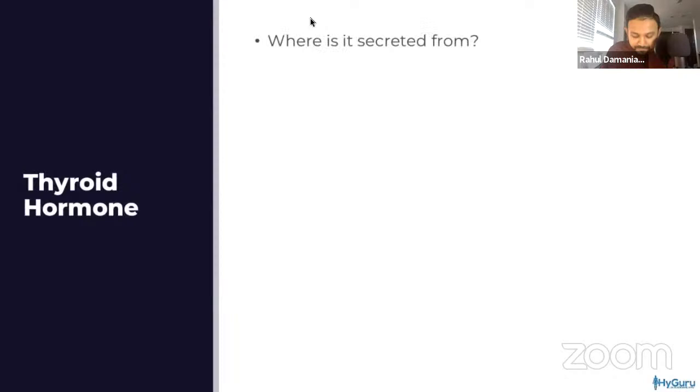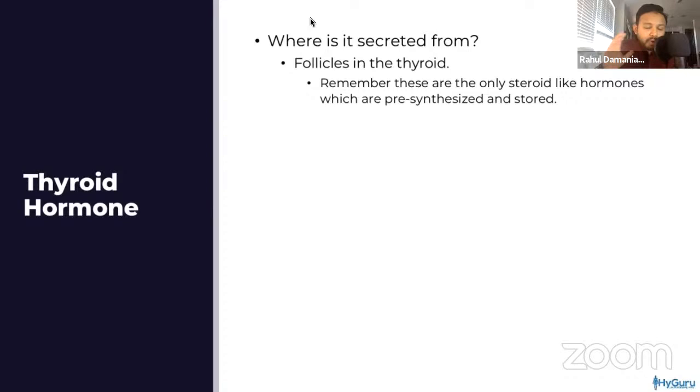So taking a step back, where is thyroid hormone secreted from? Well, it is going to be in the follicles of the thyroid. And remember that this thyroid hormone is one of the only steroid-like hormones which are actually pre-synthesized and stored. Usually steroid hormones are made on demand. Unlike protein hormones, steroid hormones are going to be made on demand via nuclear transcription and then subsequent translation. But thyroid hormone is actually a steroid hormone that is going to be stored in the follicle.